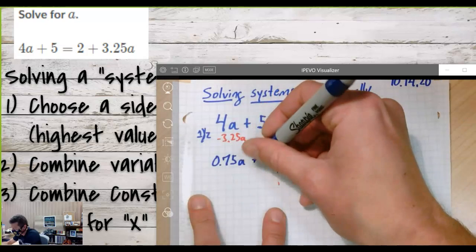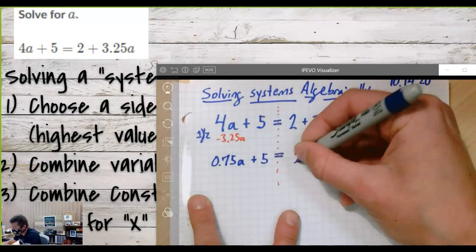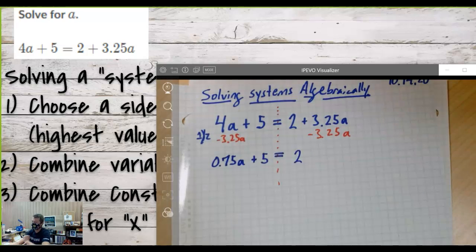0.75a. Do not try to combine steps while we're learning how to do this. Later, you can combine steps and do multiple things at once. Don't do that yet.